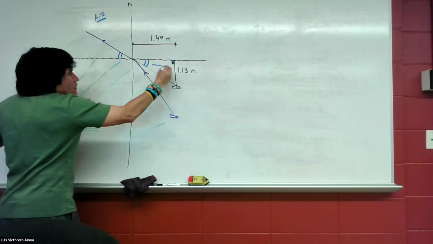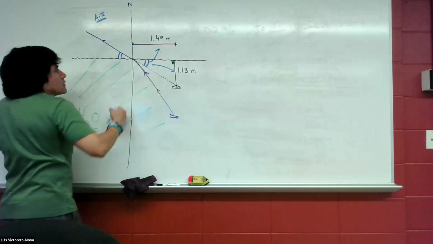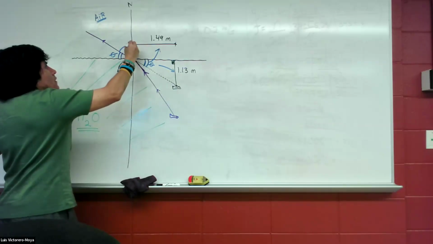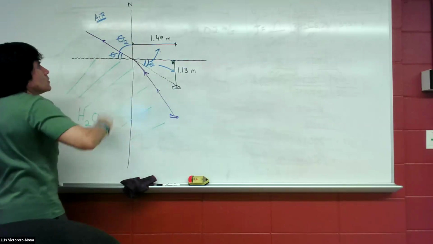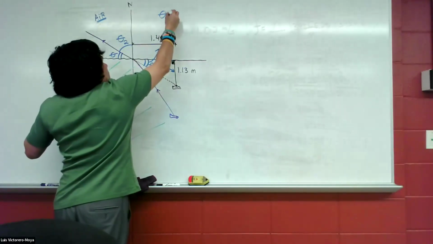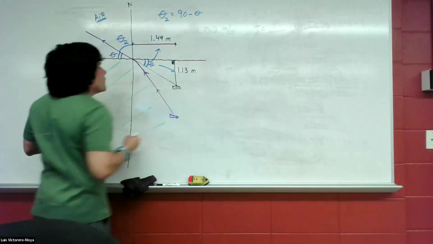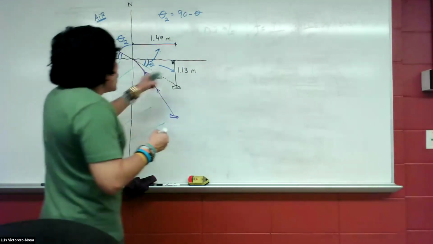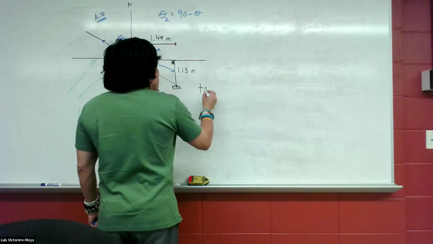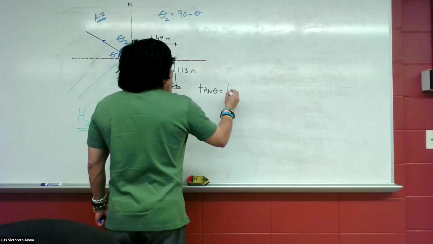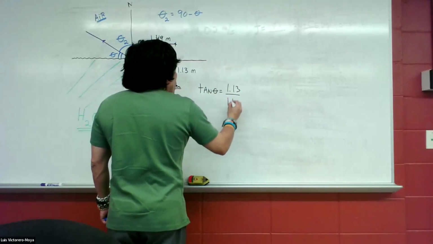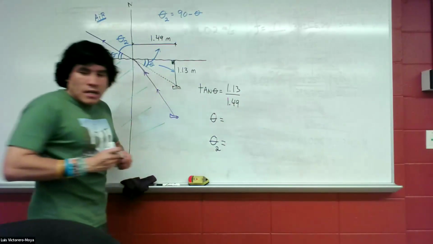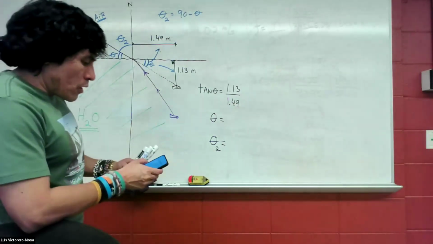I have the opposite and I have the adjacent. Let's call this angle theta. This will be theta 2. Theta 2 is 90 minus theta. Technically you can just find that, but let's do it like this. So for theta, opposite over adjacent, tangent of theta is 1.13 over 1.49. Let's see what I get for theta and then theta 2. You see, this is a trigonometry type of problem.